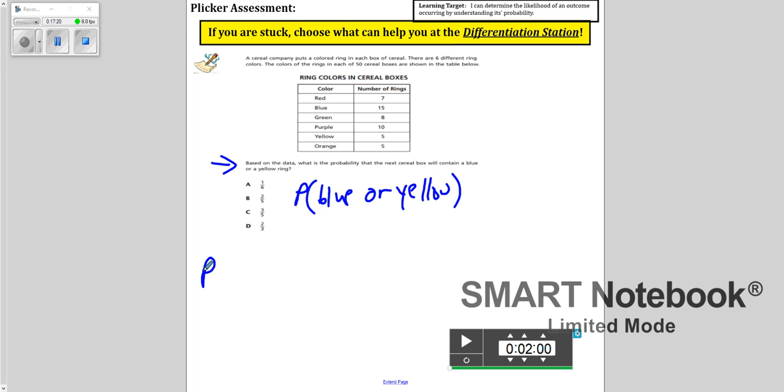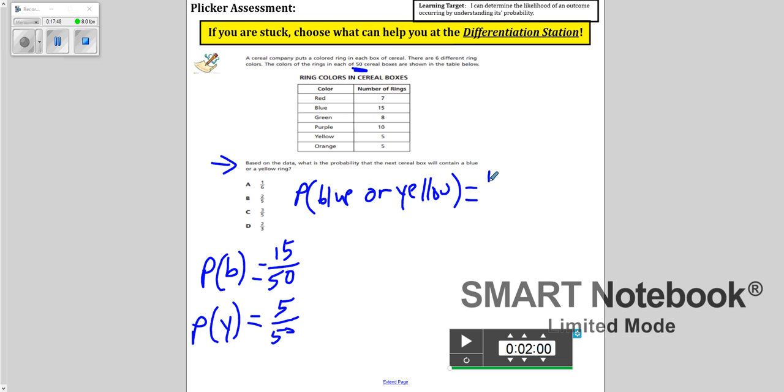Well, the probability of blue, we look in the table, there's 15 blue rings, and how many total? I think we have to add, nope, we don't have to add them up, they told us there were 50. So 15 over 50, and normally I would simplify this, but let's do the probability of yellow first to see what the denominator is going to be, because we're going to have to add these fractions together. Yellow would be 5 over 50, got that from the chart.